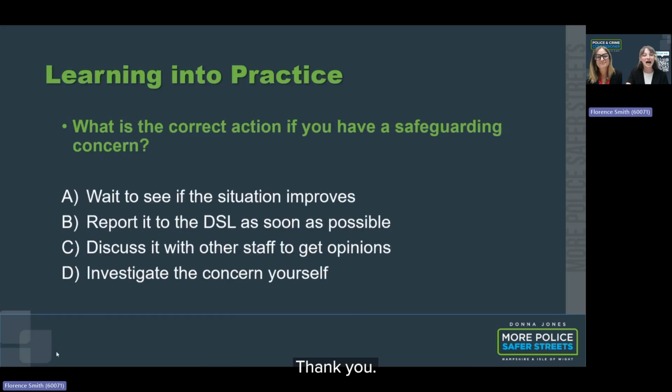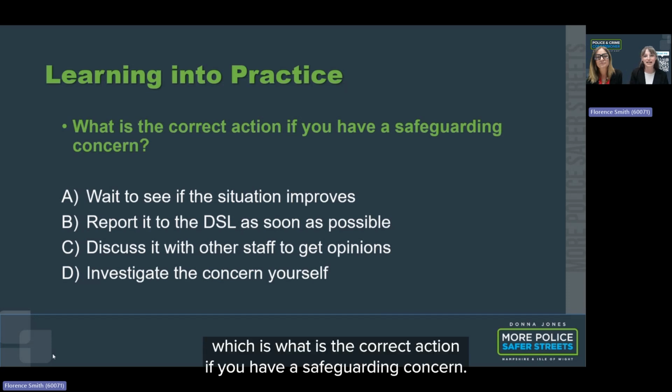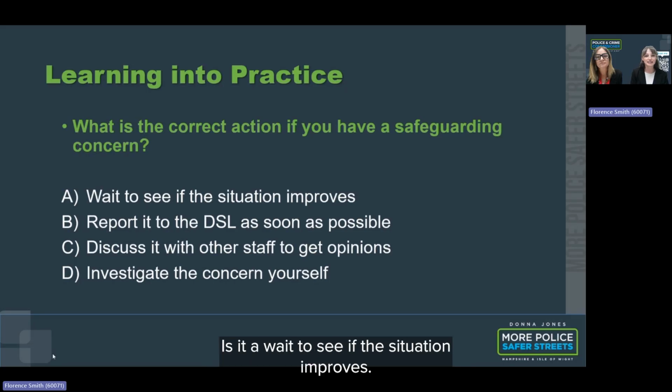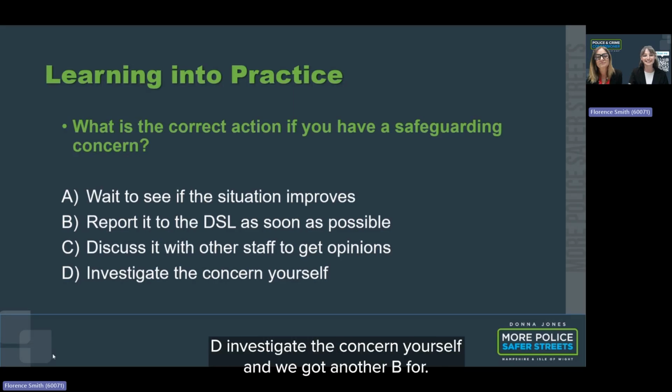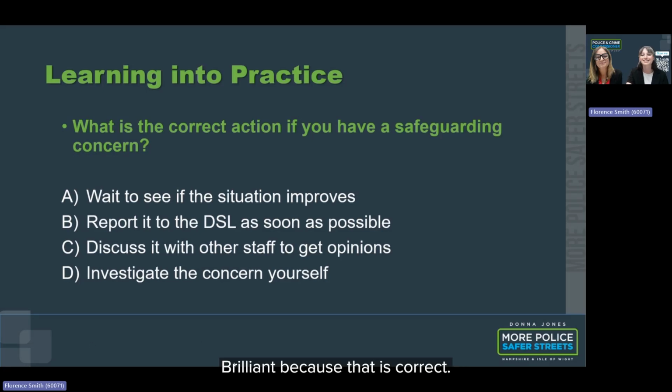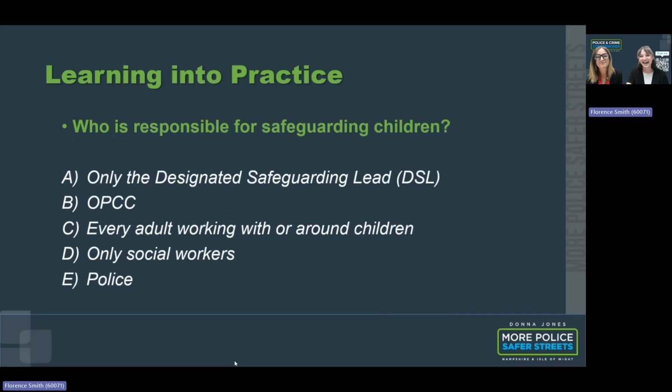Thank you. We've then got question 2: what is the correct action if you have a safeguarding concern? Is it A, wait to see if the situation improves; B, report it to the DSL as soon as possible; C, discuss it with other staff to get opinions; or D, investigate the concern yourself? And we got another B, which is correct.